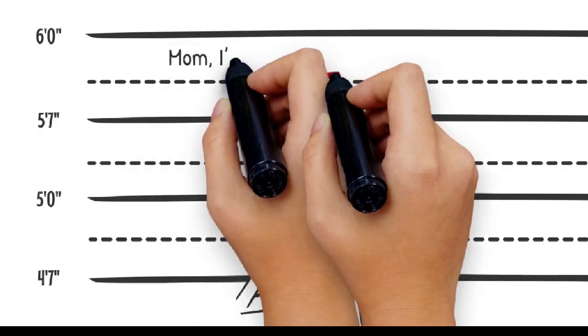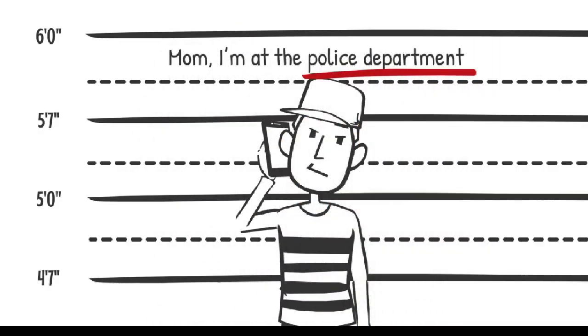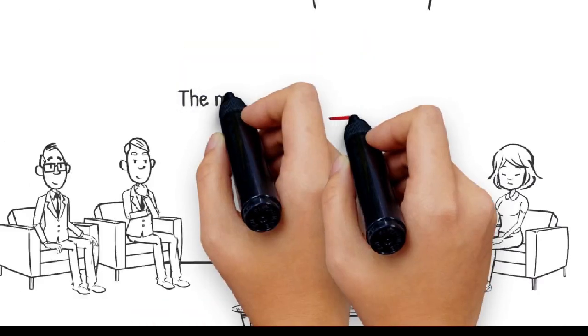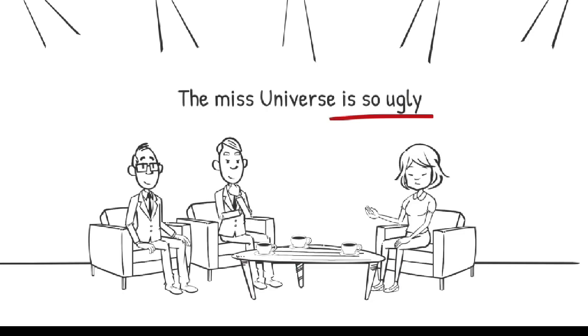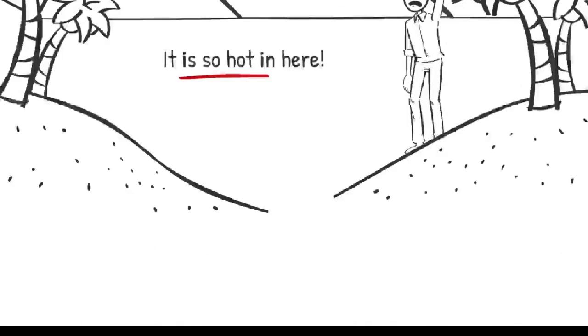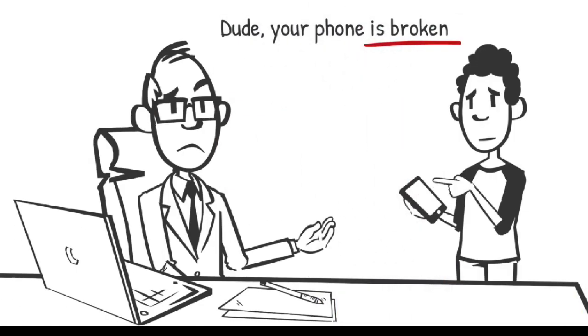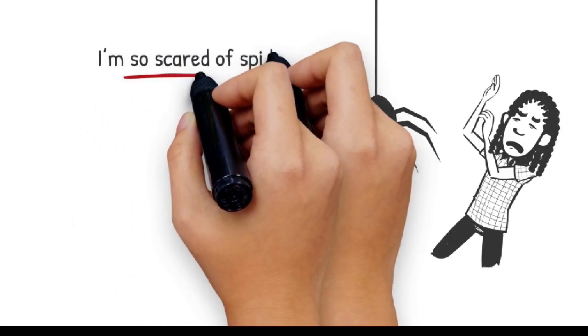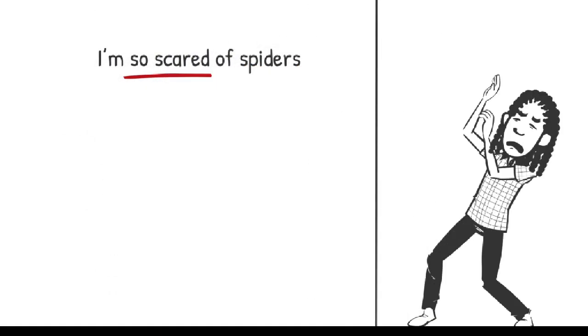Location. Mom, I'm at the police department. Appearance. The Miss Universe is so ugly. Temperature. It is so hot in here. State. Dude, your phone is broken. I'm so scared of spiders.